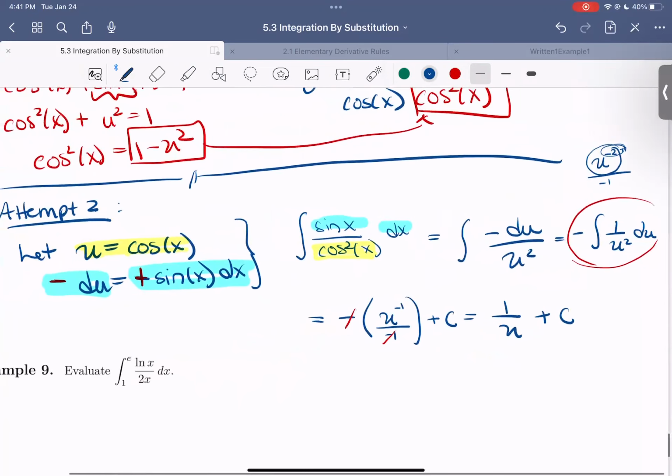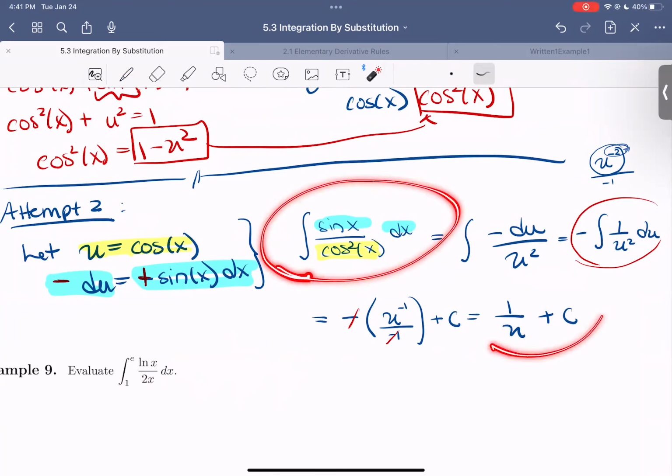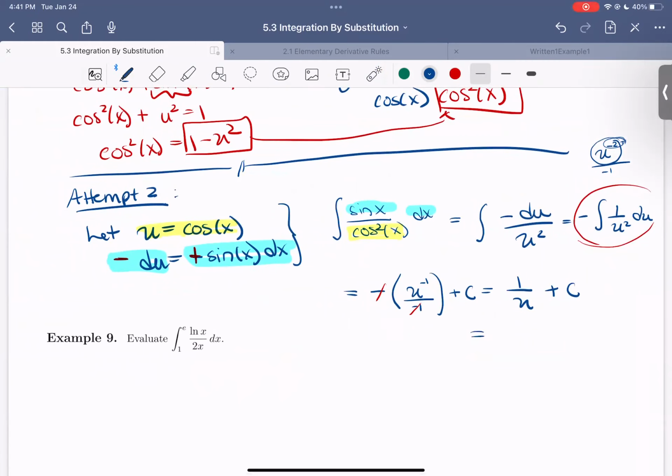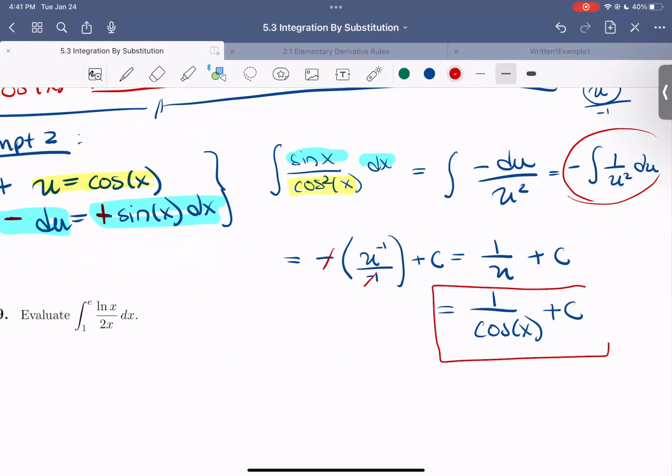All right, are we finished? Not quite. We were given an integral with x's, so we need to return an antiderivative with x's. So now we substitute back in for u. u was cosine x, so this is equal to 1 over cosine x plus c. Now we can box that up as our final solution.